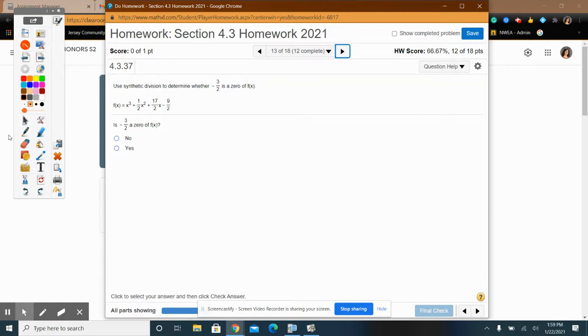Okay, how about to check another fraction? Well, we can do it. Just put -3/2 in the box.